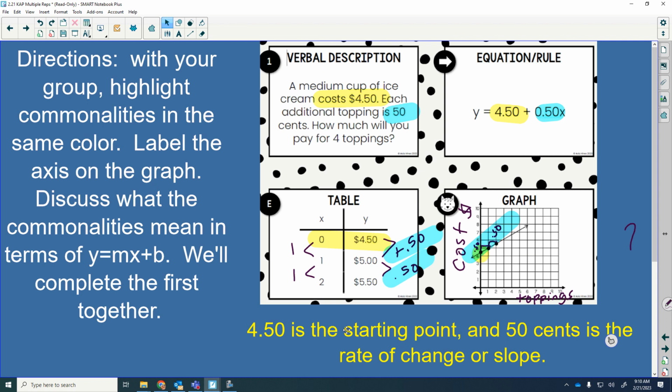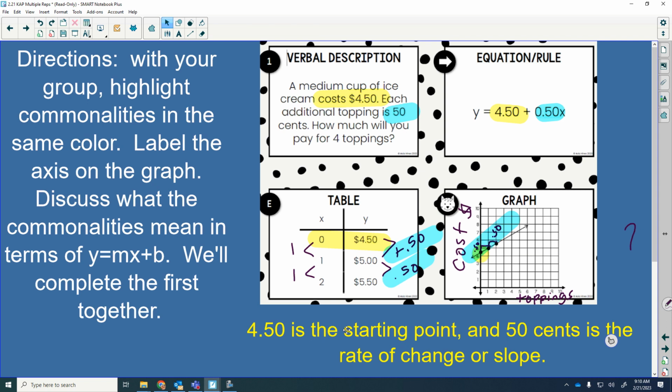Okay, notice you need it highlighted. Guys, you need highlighters. This is a thing, not just underlining. Do you see how you can find that slope in all of the different representations? You can see it in a story. You can see it in an equation. You can see it on the table and the graph. Do you guys see that?